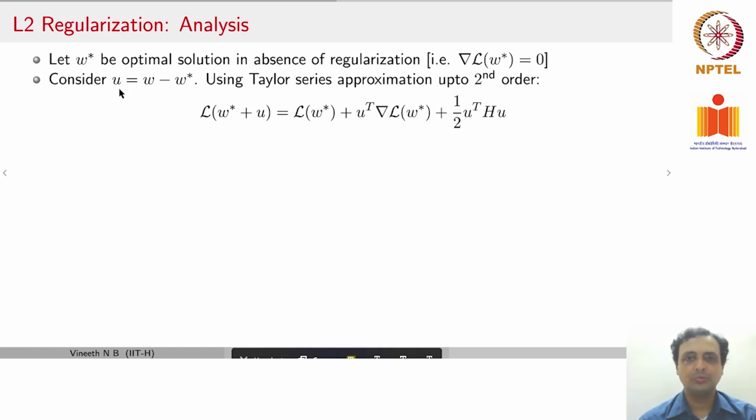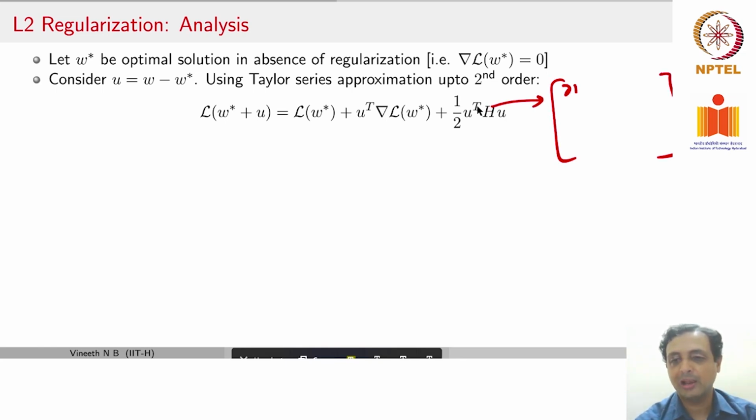Let's now consider a term u which is given by w minus w star. Let's write a Taylor series expansion of the loss function at w star plus u. By Taylor series expansion, this is given by L of w star plus u transpose grad L w star plus half u transpose H u, where H is the Hessian of the loss with respect to your weights. What is the Hessian? The matrix of all second partial derivatives.